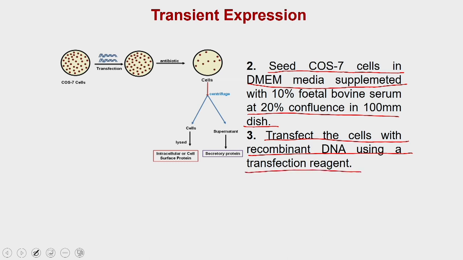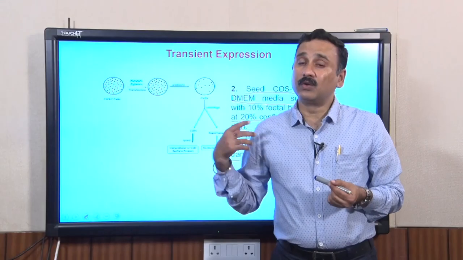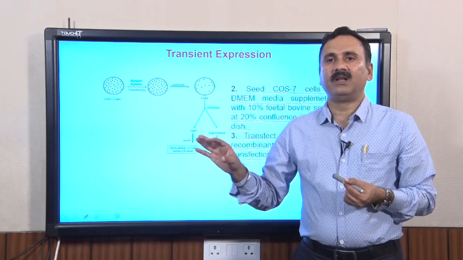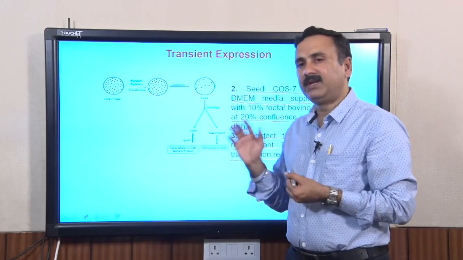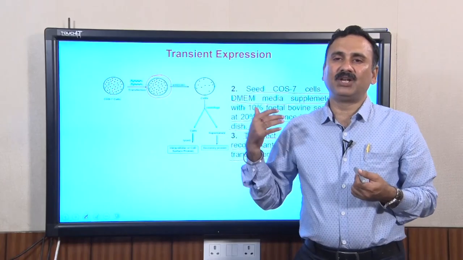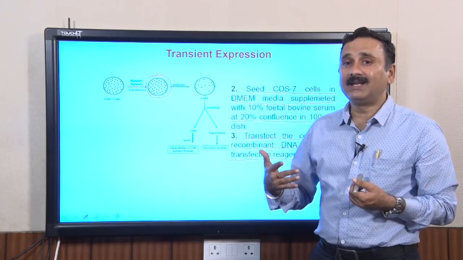You have the option to use different types of transfection reagent, which we have discussed in the past. You can also use virus mediated or bacteria mediated DNA delivery as well. So these are the different methods. Once you have done the transfection, these cells are now transfected. Since all of these recombinant DNA constructs carry a selection marker, you have to select these cells.